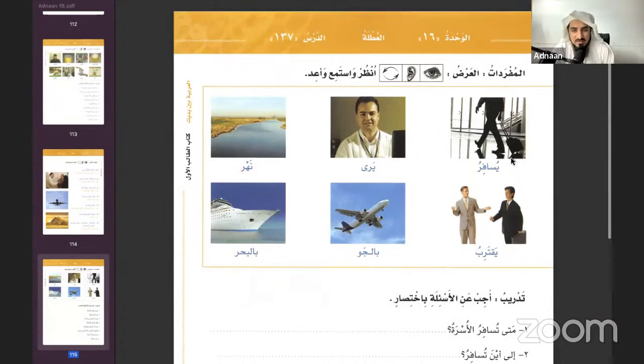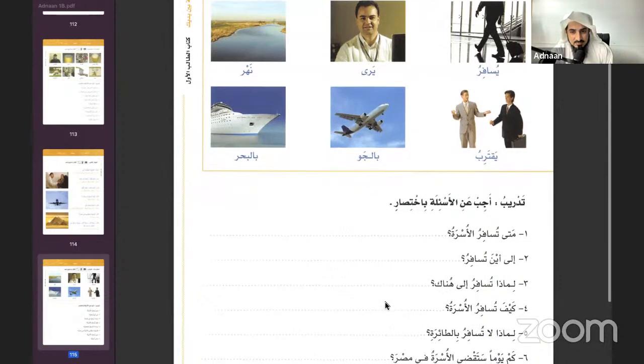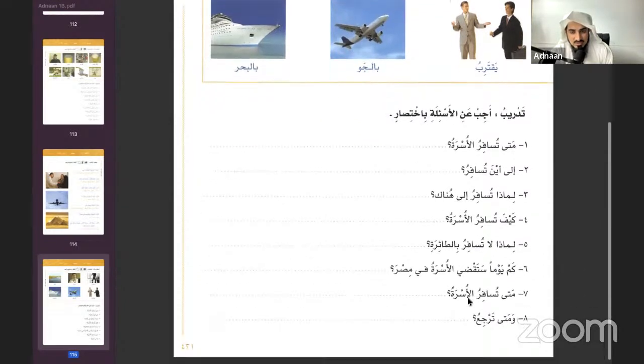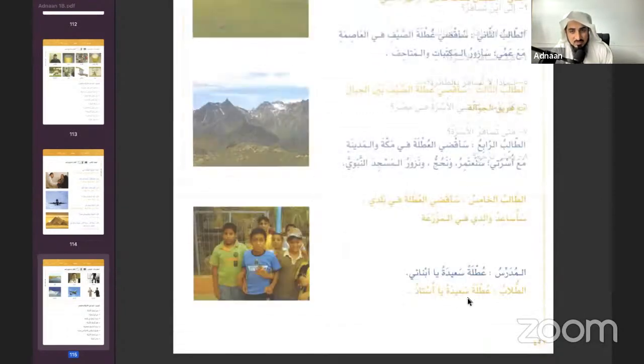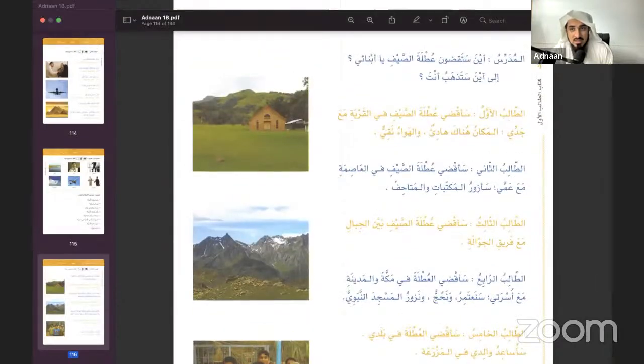That's your vocabulary. So يسافر, you can see the person is traveling. يرى, to see. النهر is a river, and النيل is the Nile. يقترب, here they try to tell you it's coming closer. That's why Allah says اقتربت الساعة, past tense: the hour is close. بالجو, in the air. بالبحر, by sea. I'm sure you know all these, but you must go through them. It's only for your practice. We want to concentrate on the speaking.